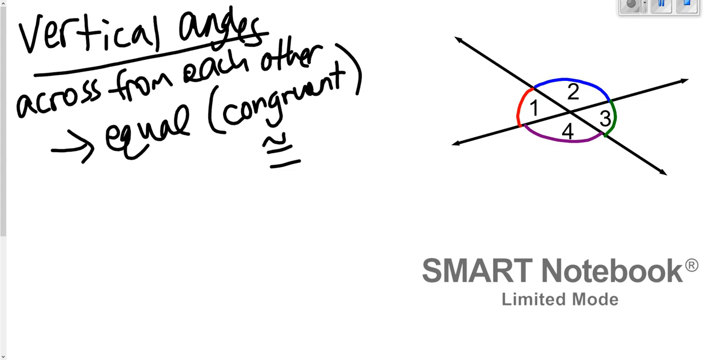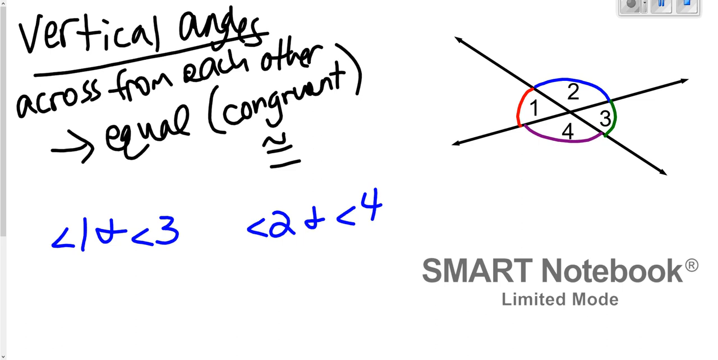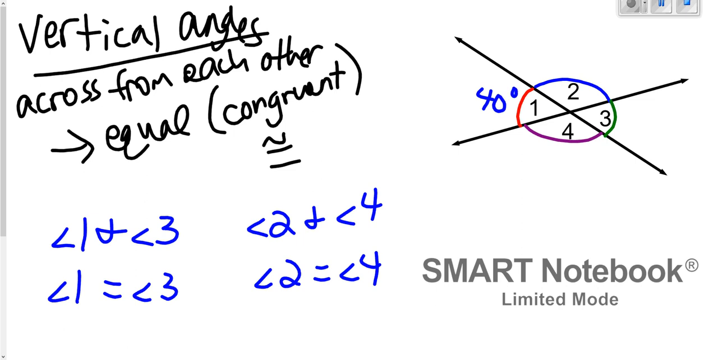So if I asked you what is an example of two vertical angles in this diagram, there's two answers. You can tell me that angle 1 and angle 3 are vertical, and then also angle 2 and angle 4 are vertical angles. That means that angle 1 equals angle 3 and angle 2 equals angle 4. That's going to save us a lot of time. If I tell you angle 1 is 40 degrees, then right away, before looking for anything else and doing any kind of calculations, you can write that angle 3 is also 40 degrees. And the reason is because they are vertical angles.